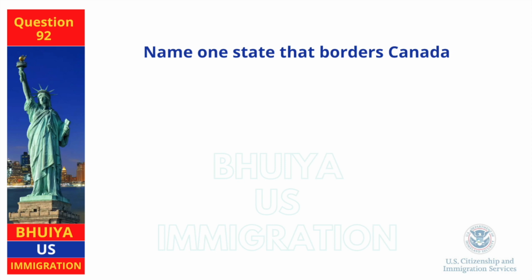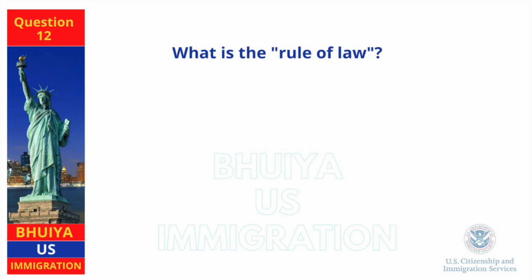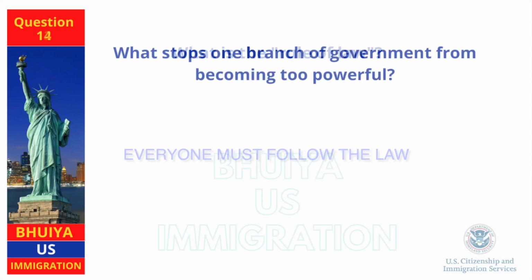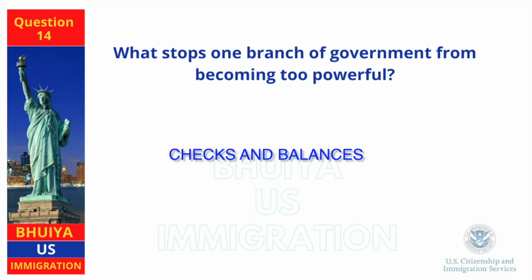Name one state that borders Canada. New York. What is the rule of law? Everyone must follow the law. What stops one branch of government from becoming too powerful? Checks and balances.